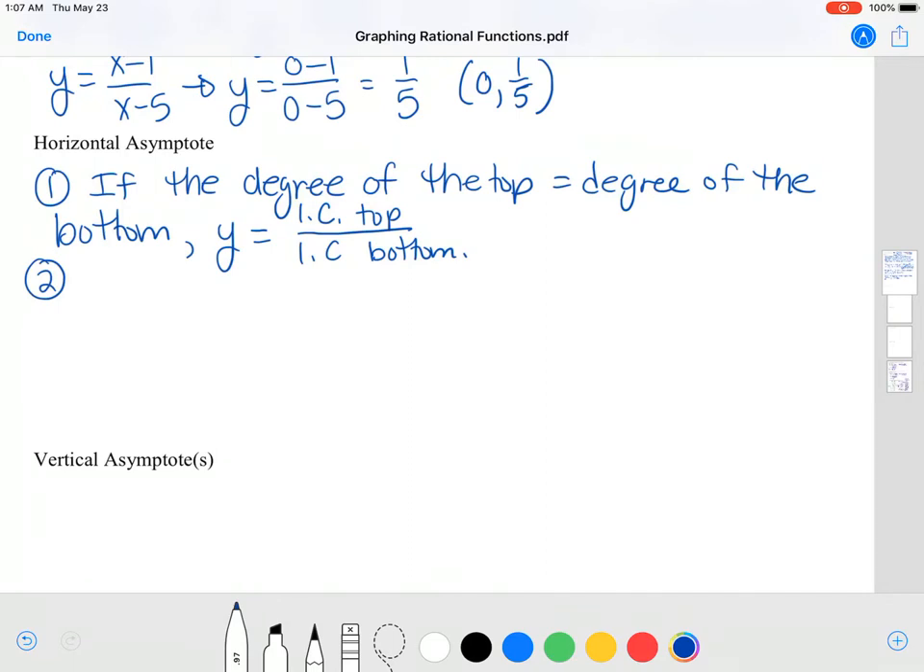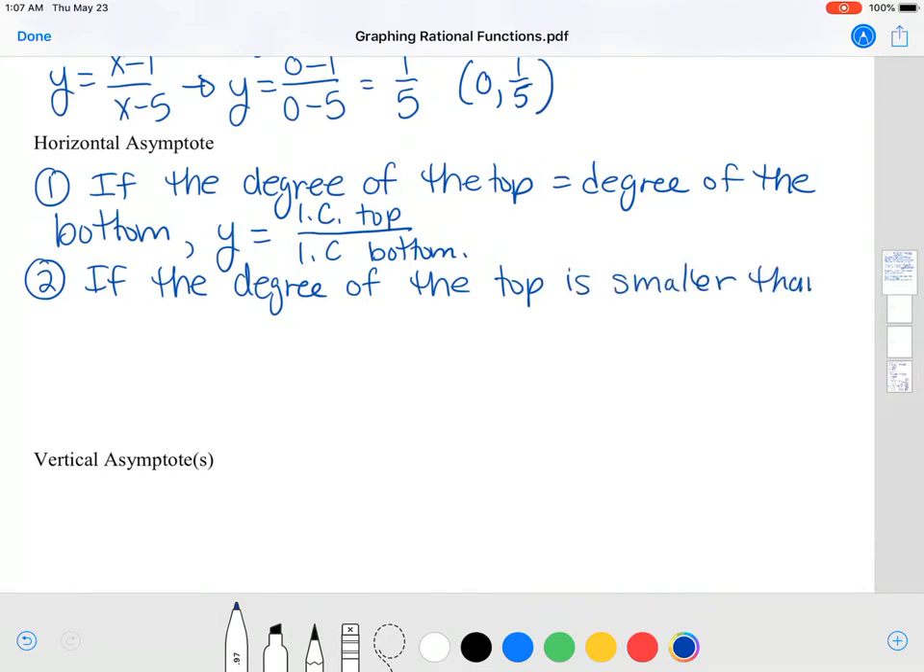The second situation is if the degree of the top is smaller than the degree of the bottom, then your horizontal asymptote is just going to be y is equal to 0.